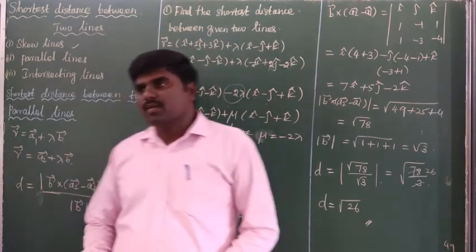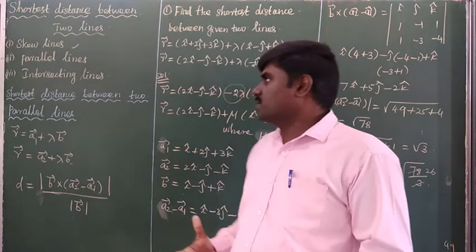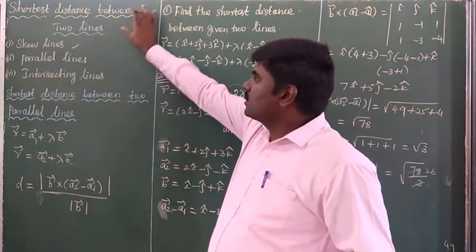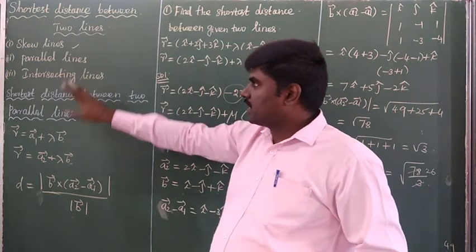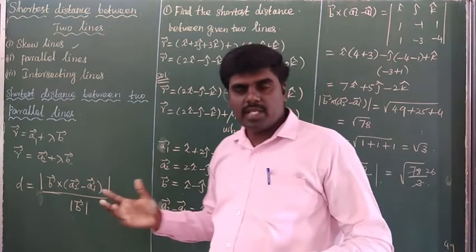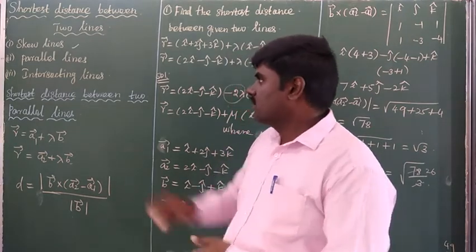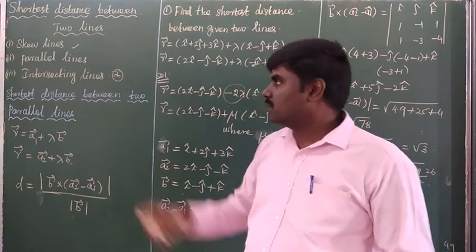Is that clear? Okay. Next video, what's the topic we will discuss? Simple. The shortest distance between two lines has 3 topics. Skew lines are completed, parallel lines are completed. What's the next? Intersecting lines. A very important topic. Many times 6 mark questions and 4 mark questions are asked from this topic.